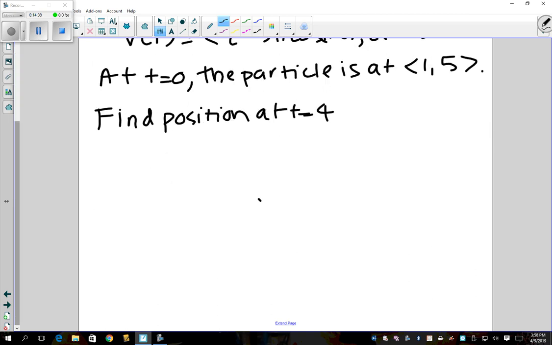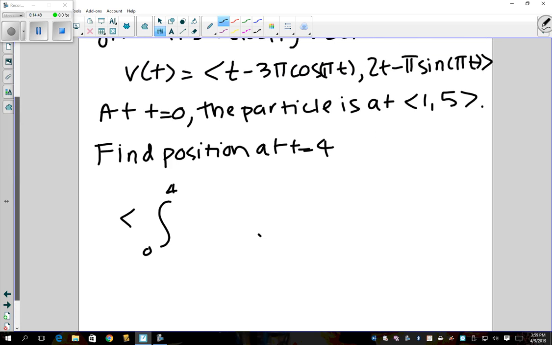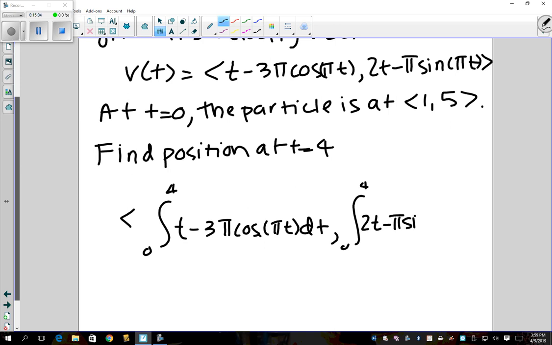So we're going to write out two separate integrals. So we need to go from 0 to 4 of our x part of our vector, t minus 3 pi cosine of pi t dt, and then my y part of my vector dt.